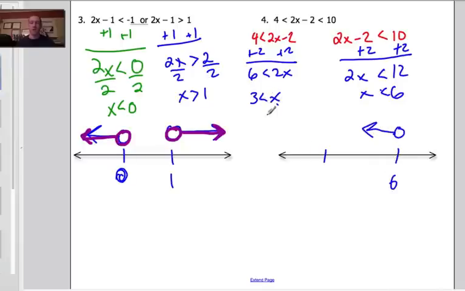3 is less than x, that's the same as x greater than 3, right? So you can do the little arrow thing and know that our arrowhead's going to point this way. It's only when the variable's on the left. So where x is greater than 3 is this way. So our final answer is from 3 to 6, because it's where they have to both be true.